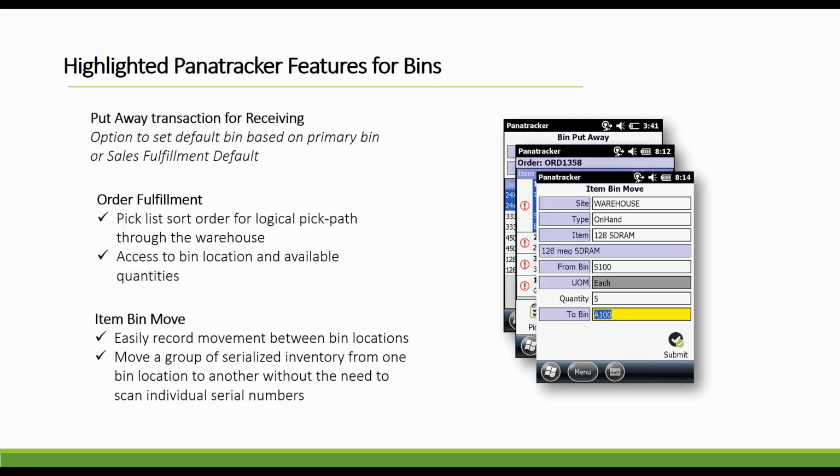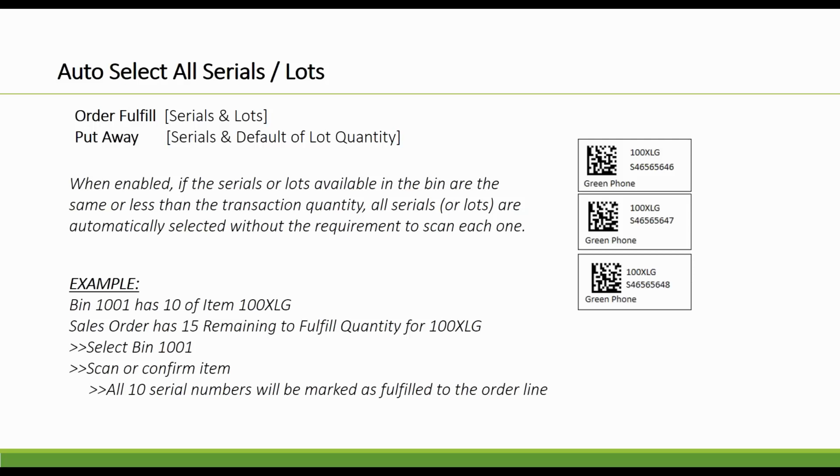We can even move a group of serialized inventory from one bin to another without requiring somebody to go through and scan each individual serial number. When we're doing this, we have the ability to auto-select all the serials or lots in a bin. This is used by customers who have many items in one bin. We talked about the ability to track by container. But if you're tracking cell phones or SIM cards, for example, there's a lot of serial numbers that fit into one bin. We can move that entire bin. All 10, all 15, all 100 serial numbers will be marked as moved.